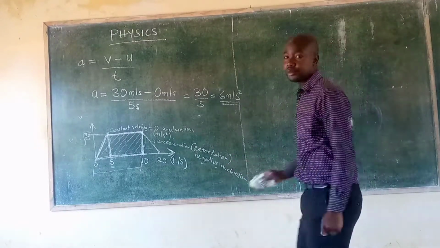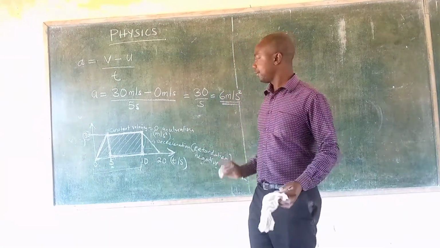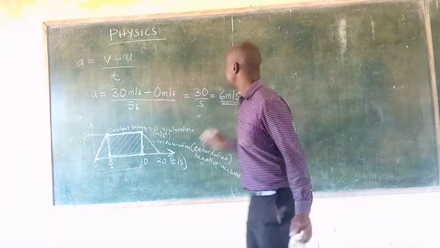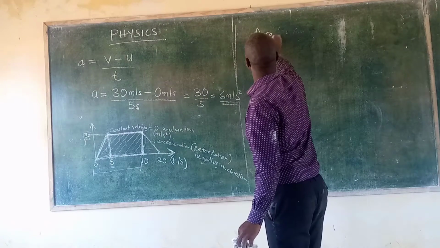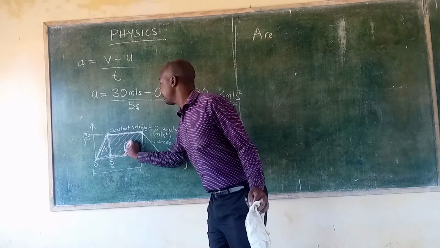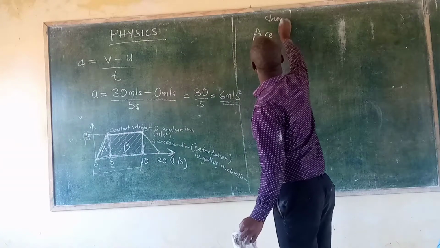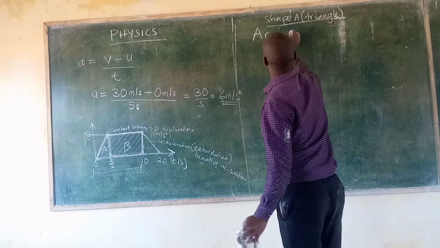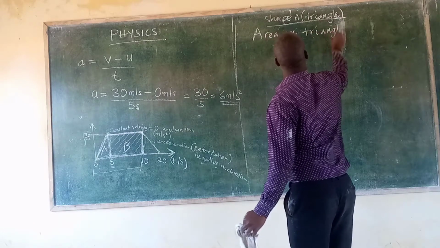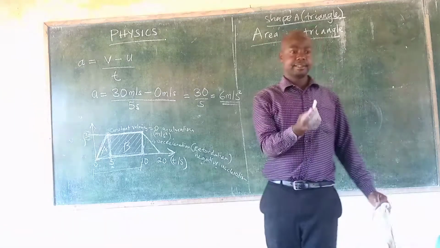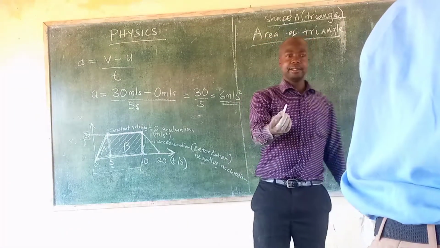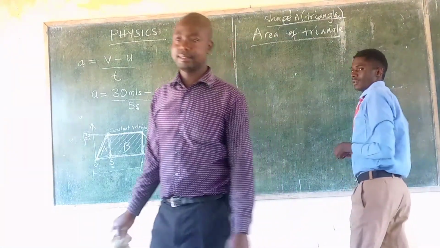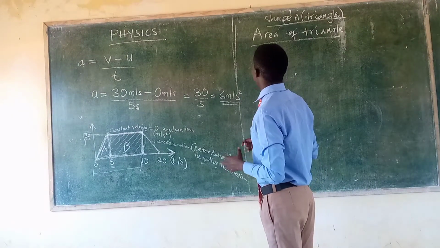Can I point at someone to come and calculate the area of this triangle? We start first of all with the triangle, then we shall come to the rectangle. Okay. We have 2 shapes. We have shape A and we have B. So for shape A, we have a triangle. So we shall find the area of the triangle. Let's see from this one. So let's calculate the area of a triangle.